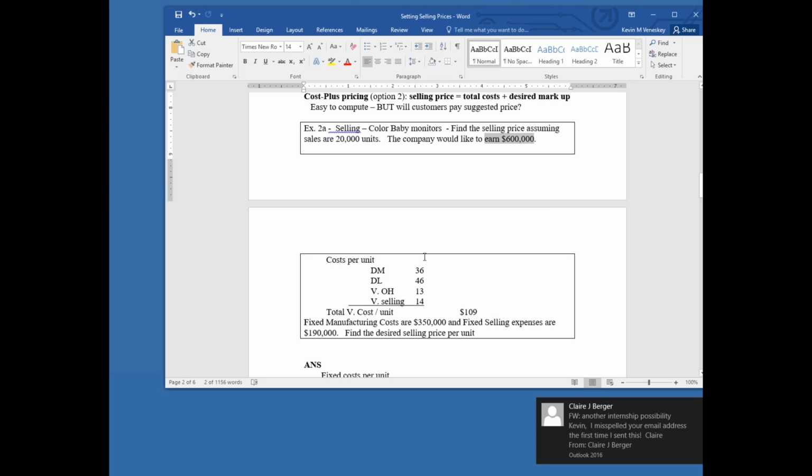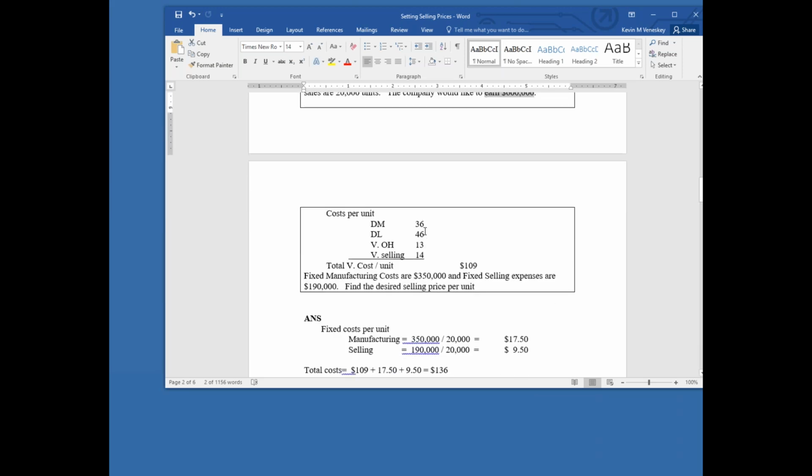All right, here we go. First thing that I would do is, again, determine our per unit basis on these fixed costs, knowing that we expect to sell 20,000 units. So the manufacturing piece is going to be $17.50 we need to tack on. The selling and admin would be $9.50. So my total cost, variable plus my fixed, I'm going to have $136.